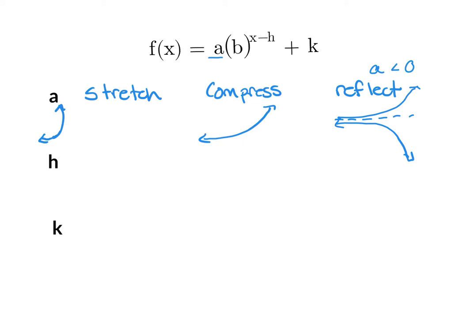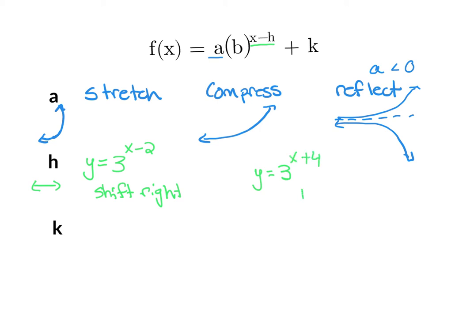Okay, h, adding or subtracting in the exponent, that is going to create a horizontal shift. So let's say I have y equals 3 to the power of x minus 2. If it's in the exponent, then it's opposite of what you think. Minus 2, it's actually going to shift right. And if we had y equals 3 to the power of x plus 4, opposite, it will shift left.